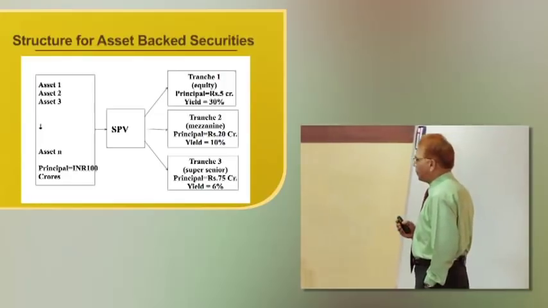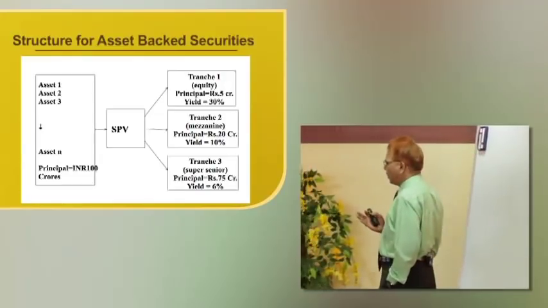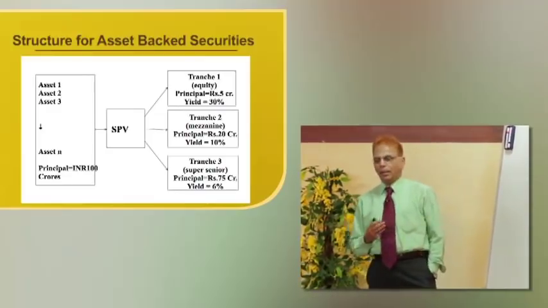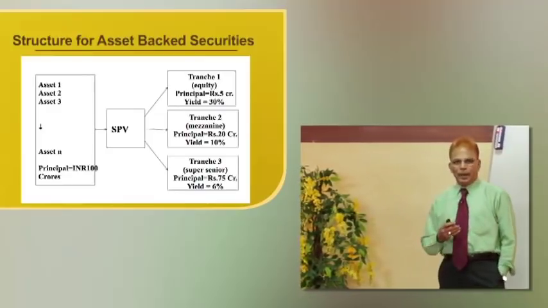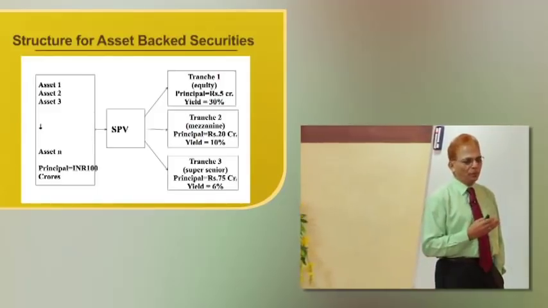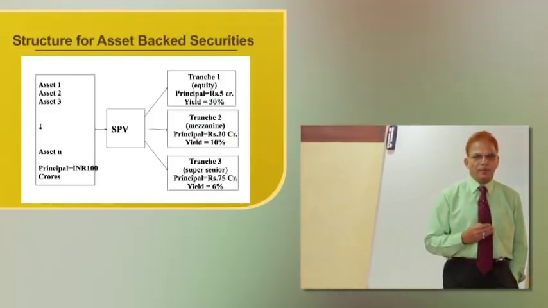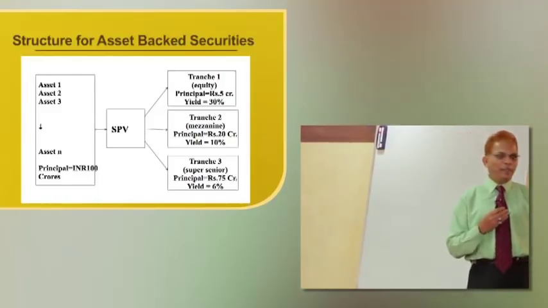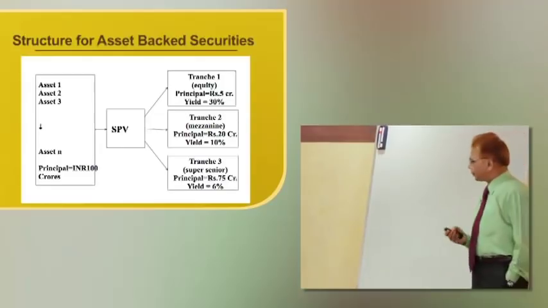Now the special purpose vehicle can raise the amount of 100 crores in different tranches. I have added the equity tranche here, to indicate that sometimes an equity portion can also be there in an asset-backed security structure.